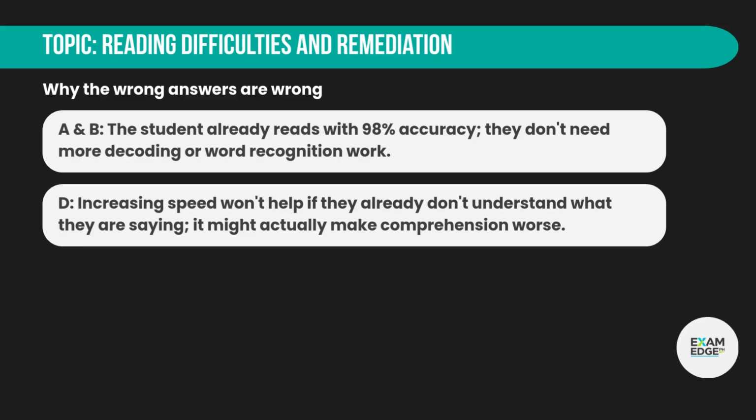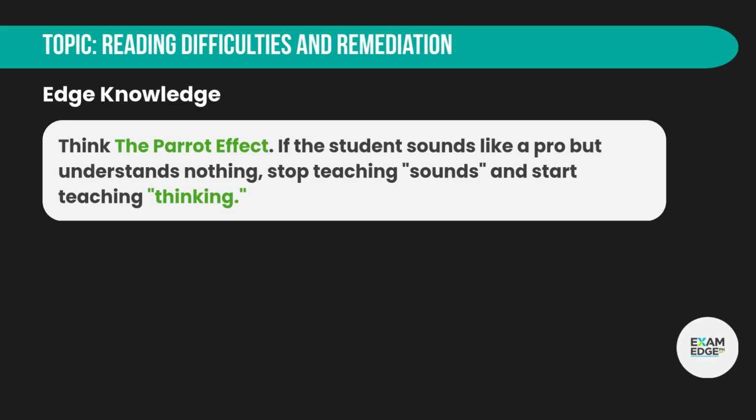Why the wrong answers are wrong? A and B. The student already reads with 98% accuracy, they don't need more decoding or word recognition work. D. Increasing speed won't help if they already don't understand what they are saying, it might actually make comprehension worse. Edge knowledge. Think the parrot effect. If the student sounds like a pro but understands nothing, stop teaching sounds and start teaching thinking.